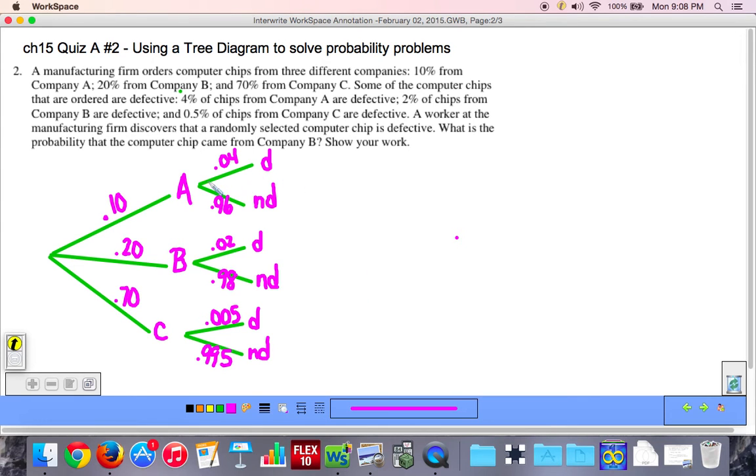And what we'd like to do here is find out what's the probability that a chip comes from A and is defective? And we know when we use the word and that we're going to multiply. So we're going to do 0.1 times 0.04, and we get 0.004. Then what's the probability that a chip comes from A and it's not defective? And again, that word and telling us to multiply.